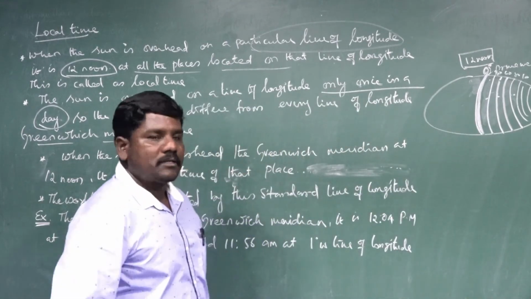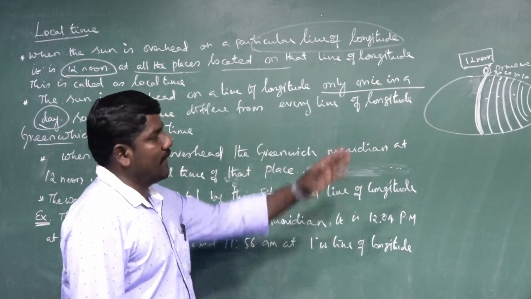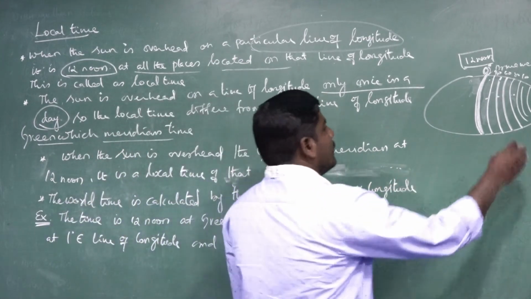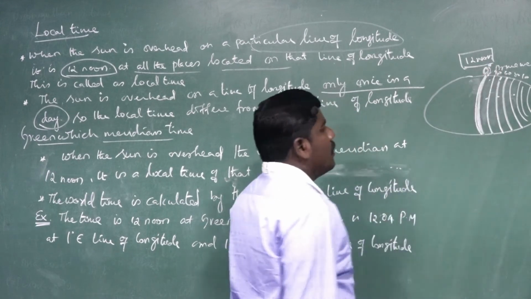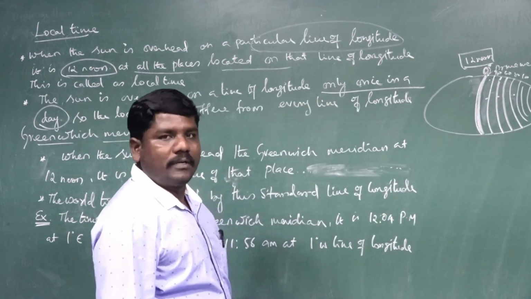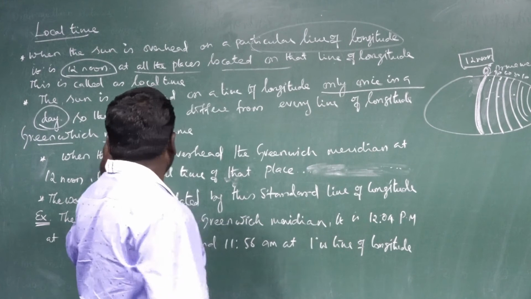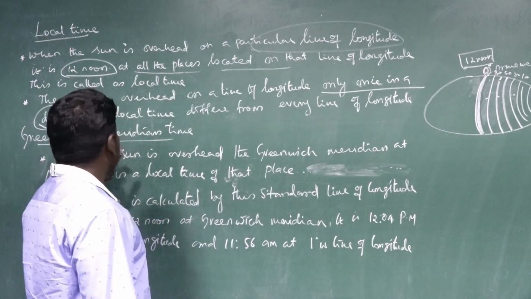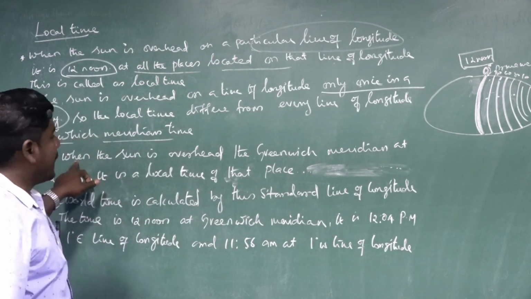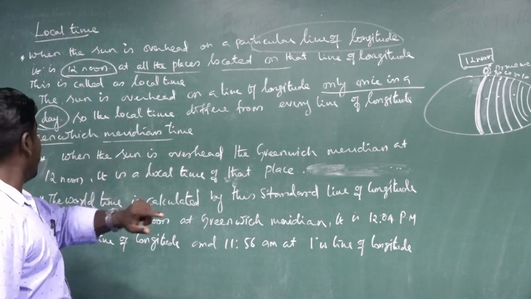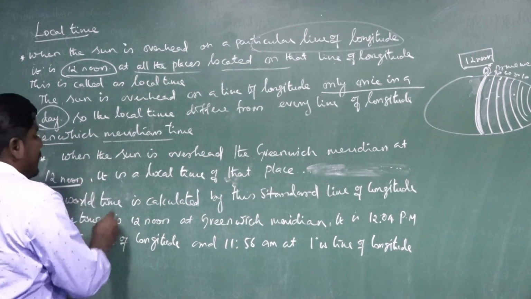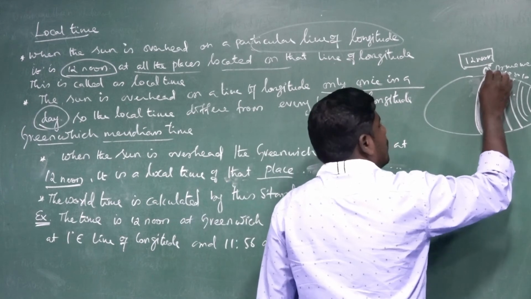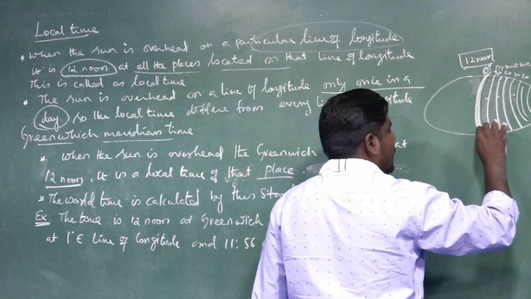So the lines of longitude are drawn vertically, connected to the north and south poles. The line at 0 degrees is called the Greenwich meridian line. When the sun is overhead on the Greenwich meridian at 12 noon, this is the local time of that place.